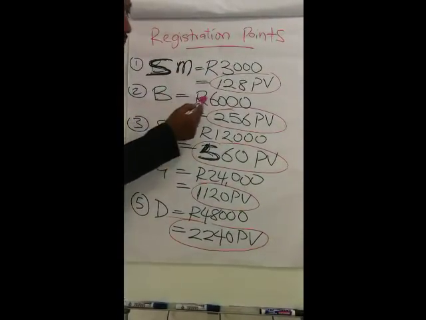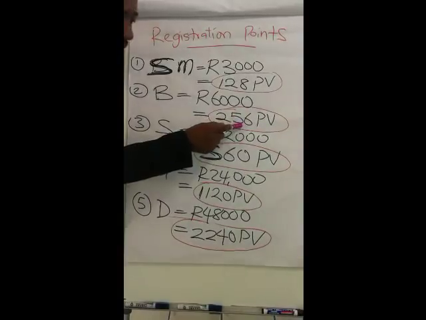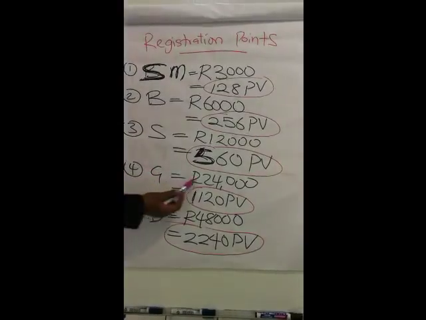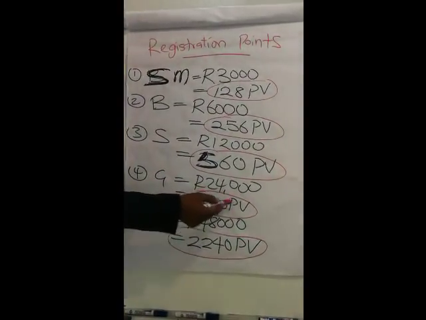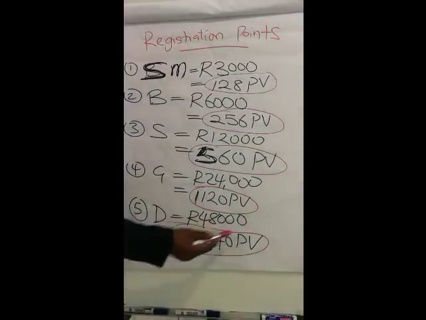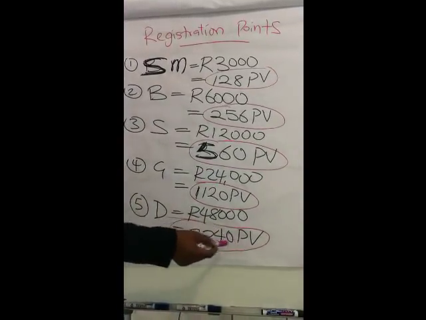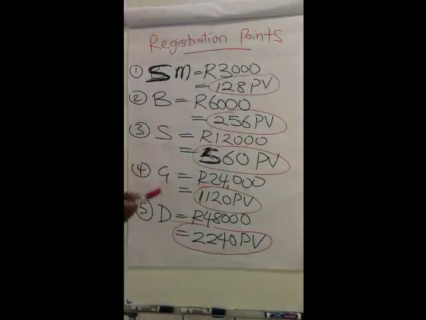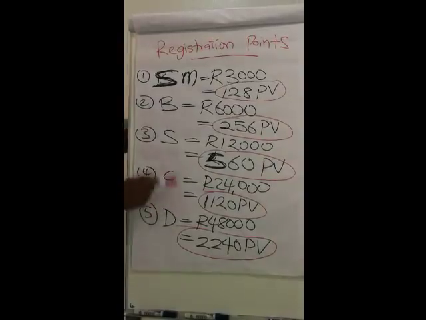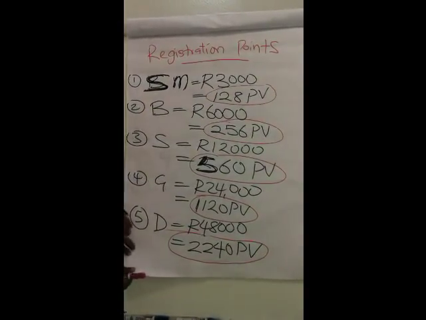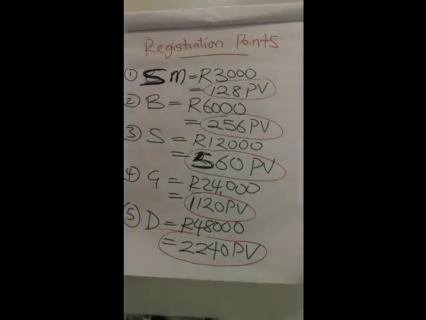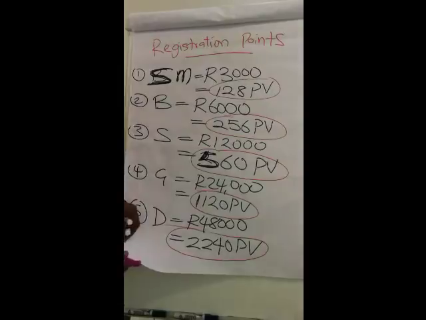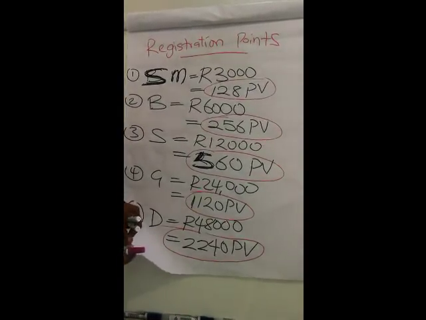And for bronze, 6,000 is 256 PV. And for silver, 12,000 is 560 PV. And then gold, 24,000 is 1,120 PV. And then diamond, 48,000 is 2,240 PV. This is how it works. Okay, so that's the corresponding PVs for these different amounts. I'll also show you as well.